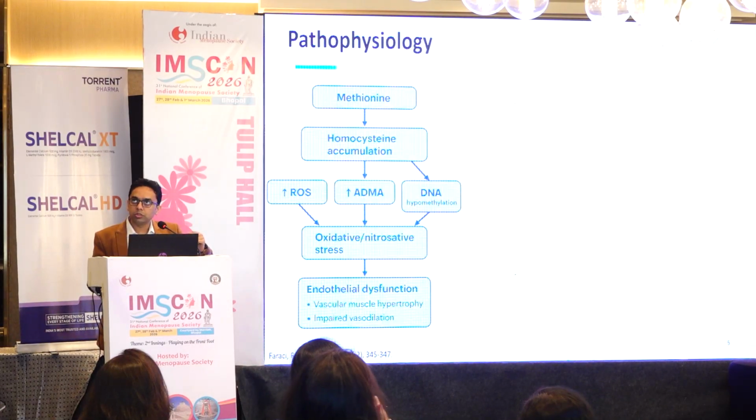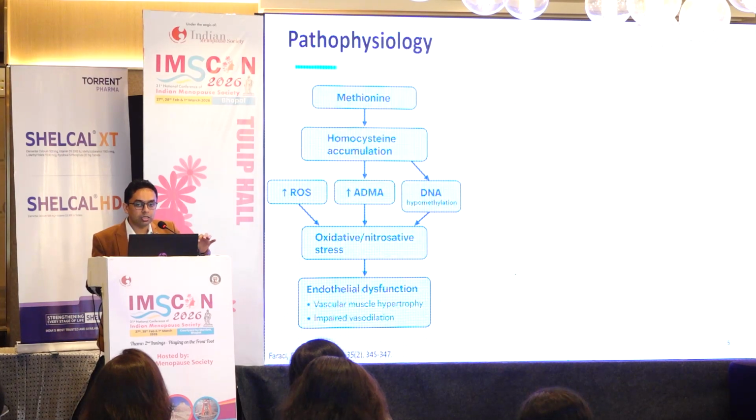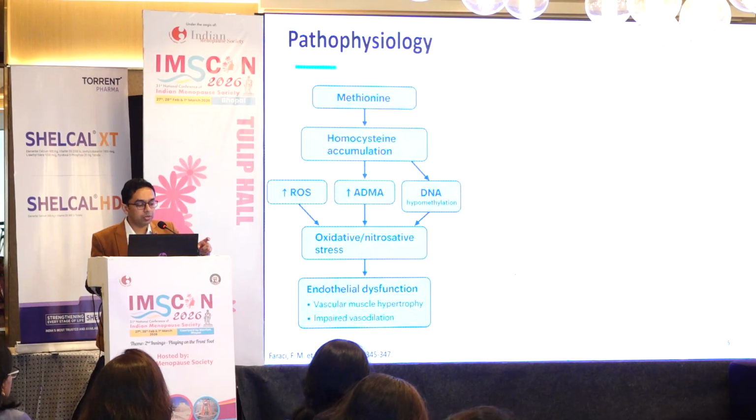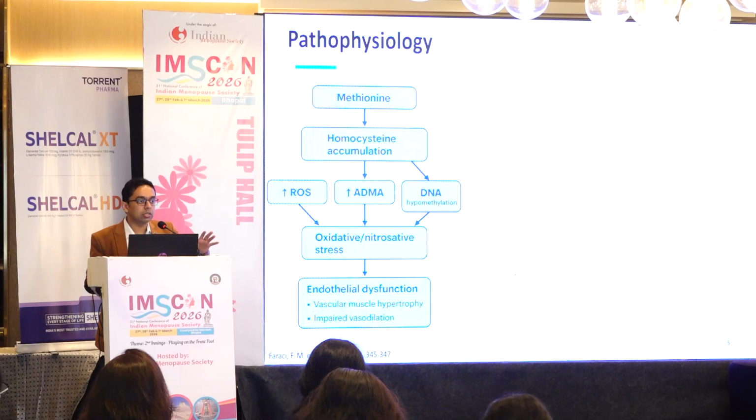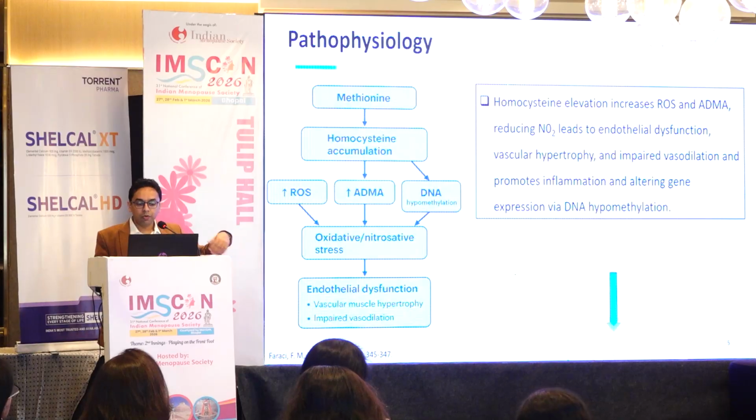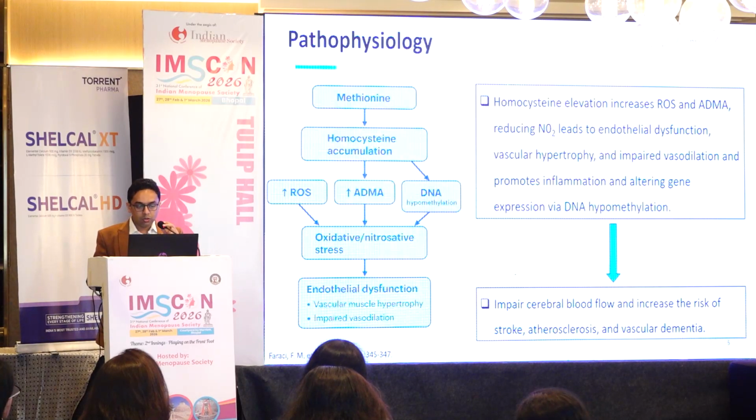Now let's talk about pathophysiology. What happens if this homocysteine gets accumulated? There's an increase in reactive oxygen species, and as I have told you, the role is there in DNA methylation. So there's a defect in that, and hypomethylation of the DNA happens. The oxidative stress increases, and endothelial dysfunction happens. Because of this endothelial dysfunction, you have various other disorders, including atherosclerosis, dementia, stroke.